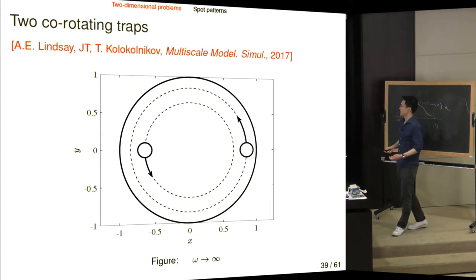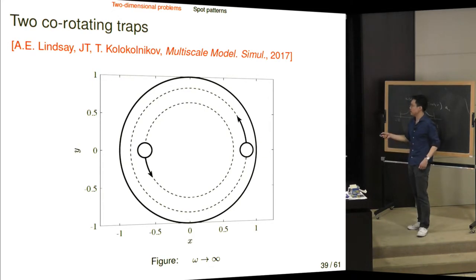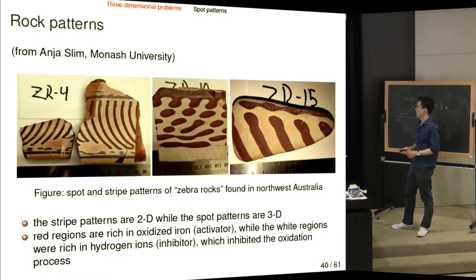All right, so optimizing cooperation between two traps becomes quite a bit more difficult. And again, wouldn't it be great if we could look at Hopf bifurcation with two spots or n spots? And maybe that'll tell us something about the optimal strategy for n traps. All right, so let me move on to 3D.